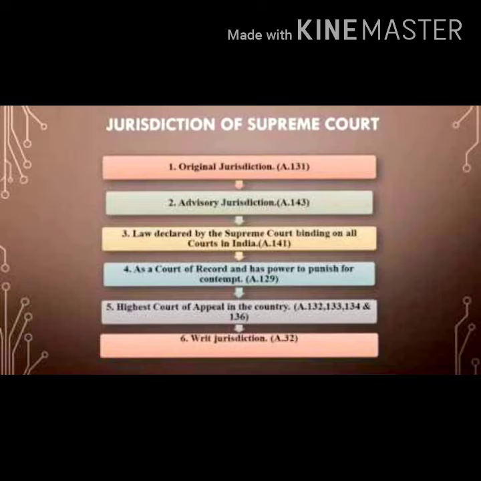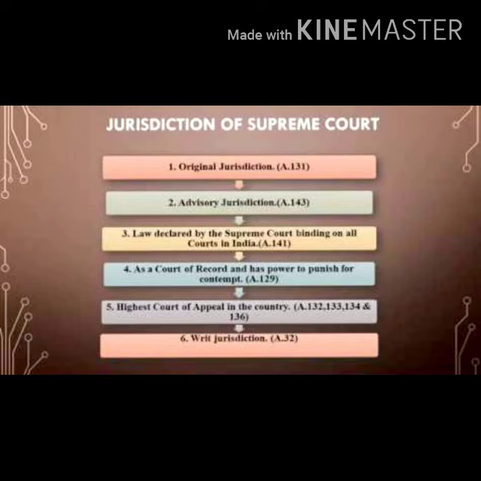Okay, first original jurisdiction. Under this we have some writs also. Student, it can issue writs of habeas corpus, mandamus, prohibition, certiorari and quo warranto to protect the fundamental rights of the individual. These writs we have already discussed in our previous chapter, so their importance is there in this chapter also.